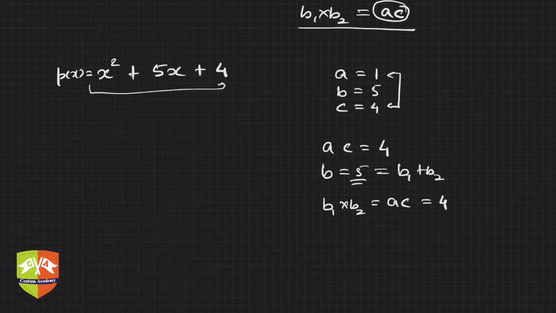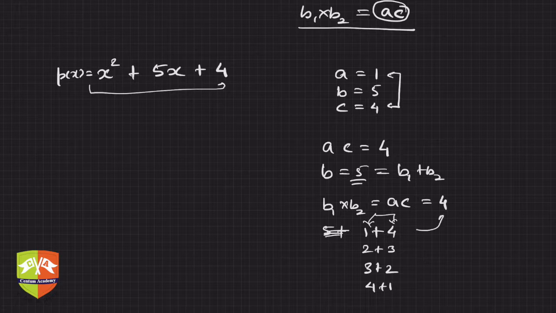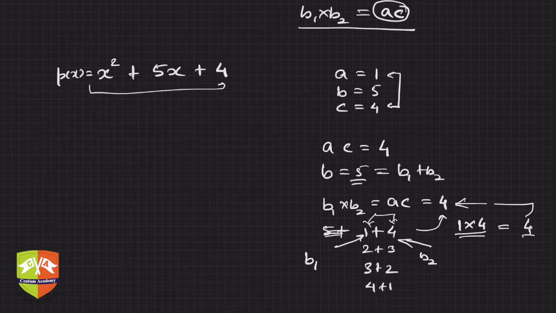So how can I split 5? 0 cannot be used, so 1 plus 4, 2 plus 3, 3 plus 2 and 4 plus 1. These are all the splits of 5. If you see, 1 times 4 gives you 4. This is B1 and this is B2, and B1 times B2 is found to be 4, which matches AC. So we can stop here. If you take 2 and 3, the product is 6, which is not equal to AC, so these are ruled out. Again, 4 and 1 are the same. Hence 5 should be written as 1 plus 4.